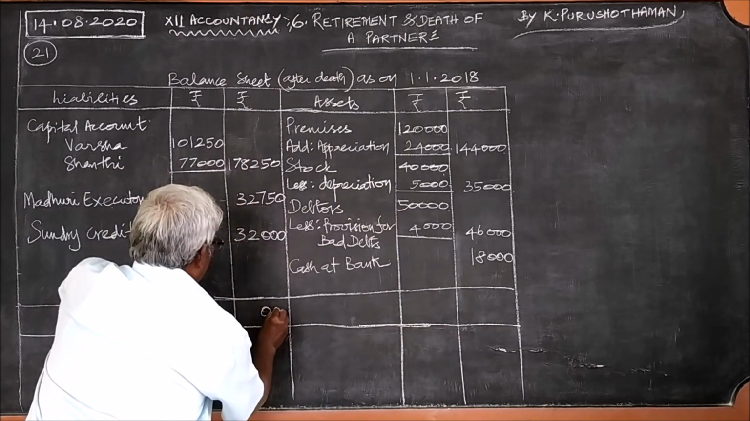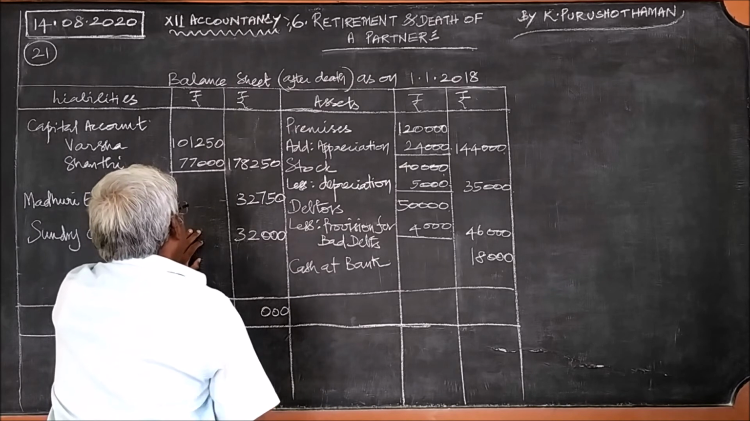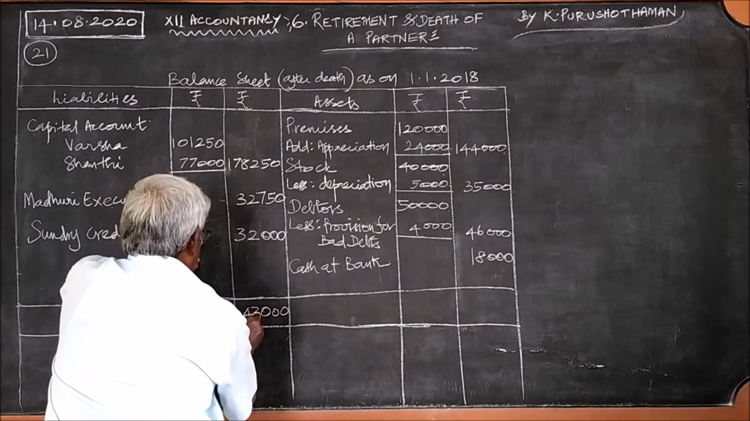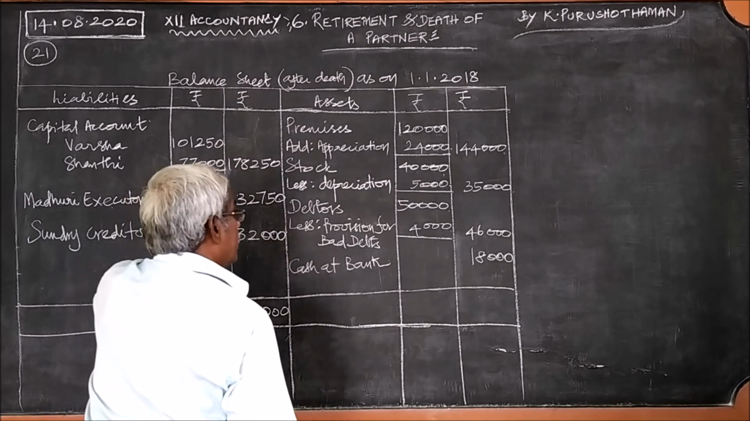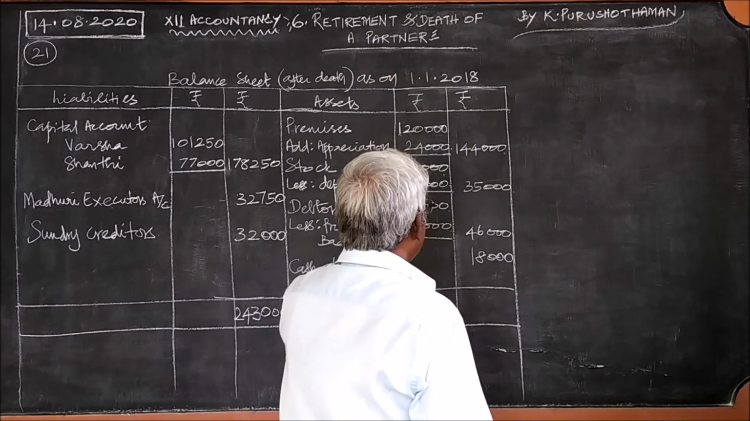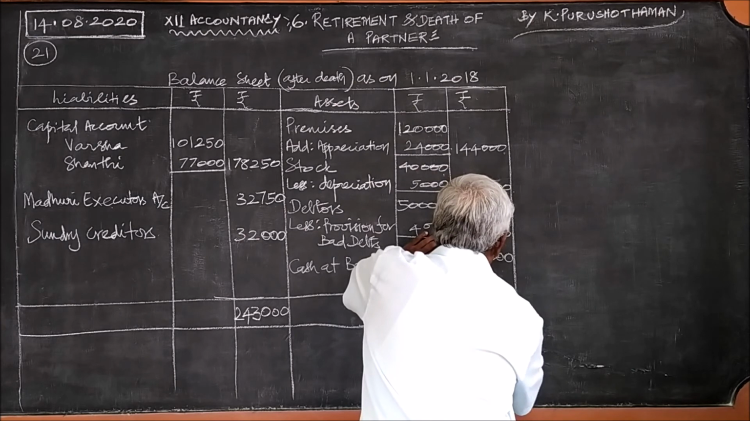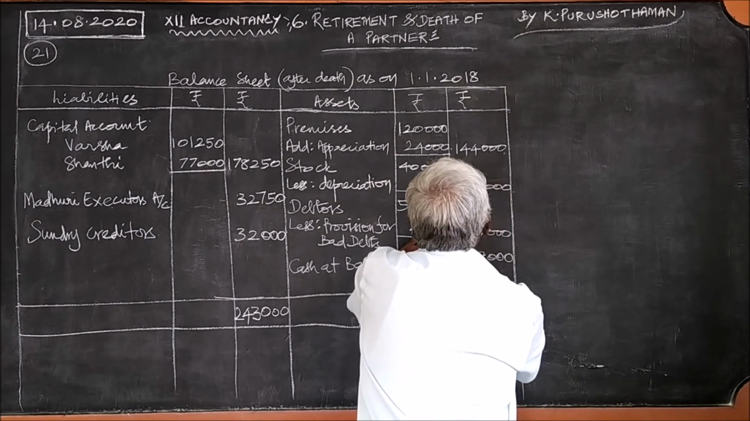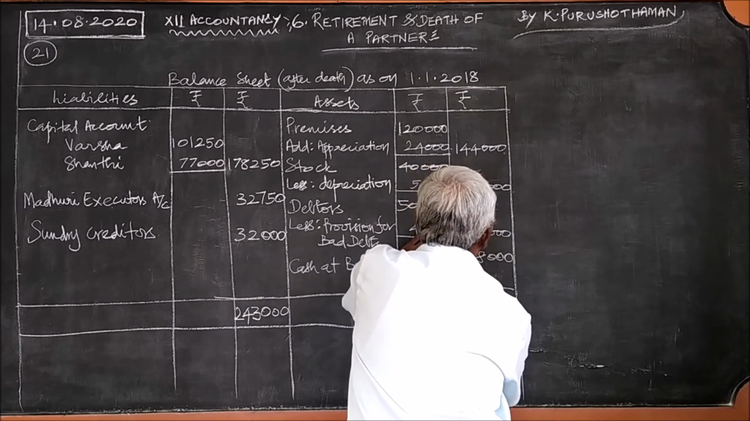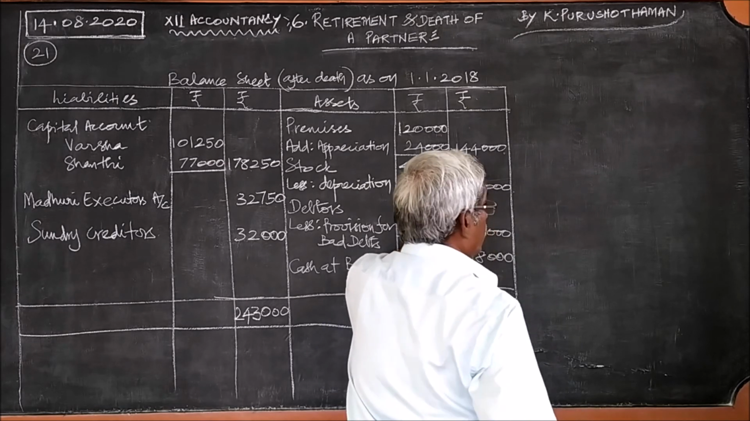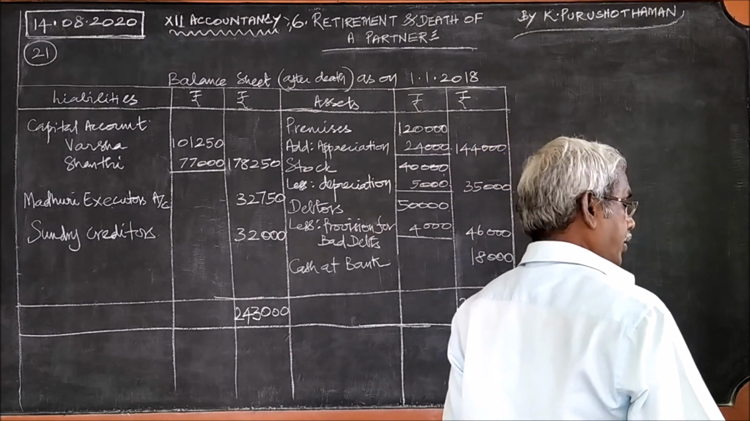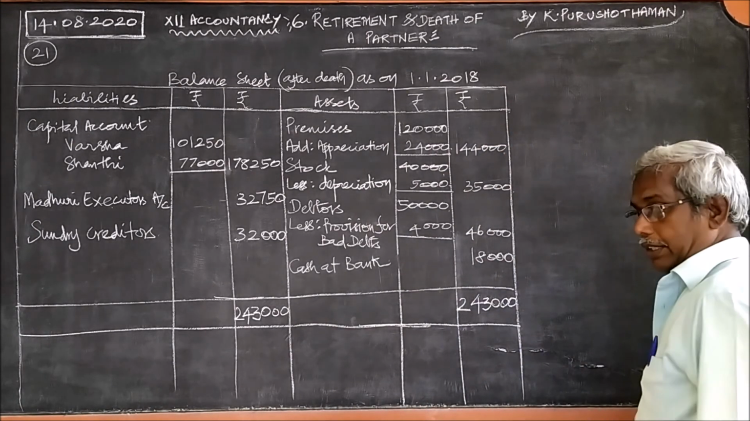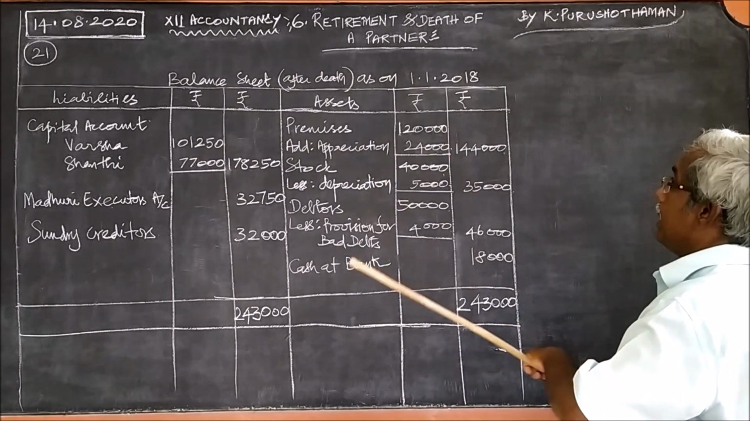This is 2,43,000. We shall check here whether we are getting the same answer or not. We have got the same answer. So the balance sheet we have prepared is correct. Once again I repeat the same.